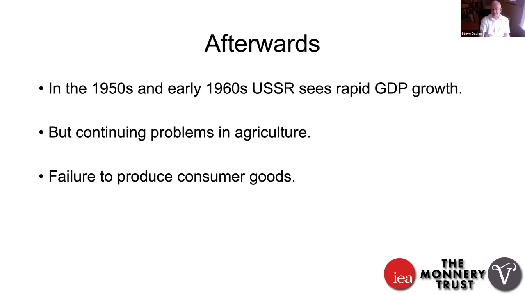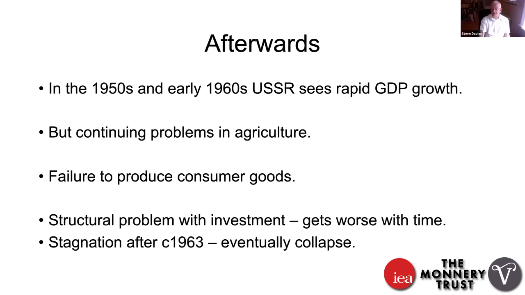The Soviet economy turns out to be reasonably good for quite a while at producing things like mass steel or tanks, but it's not very good at producing goods that ordinary people want. There's also a structural problem with investment. The great problem with this system was that it was not clear to the planners exactly what they should invest in and where they should make the investments. And over time, this problem of misdirected investment gets steadily worse and worse.